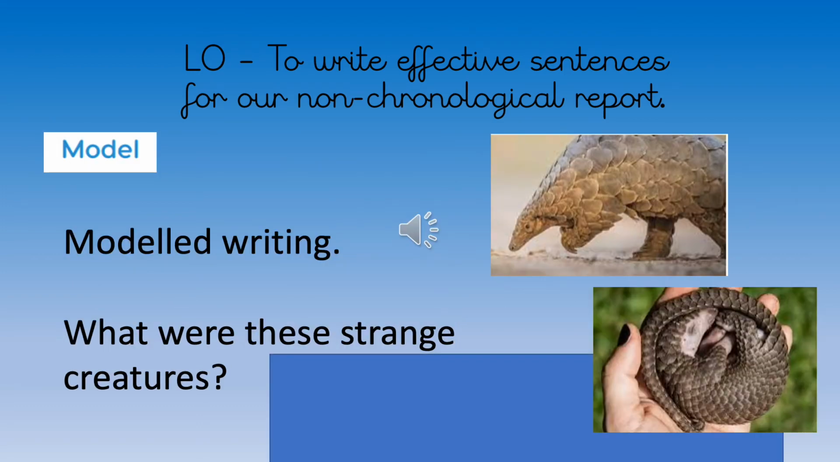Now it's our model writing. We're going to write one sentence, which is using a rhetorical question. What were these strange creatures? So we've got a capital letter at the start of a sentence, and we finish with a question mark. The rhetorical question asks a question not for information, but so the author who's writing this, you, is getting the reader to question it, to think, to be interested, to engage with it.